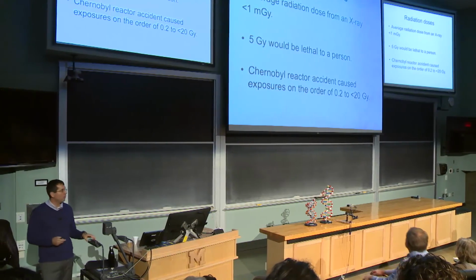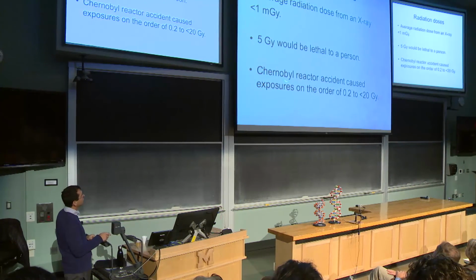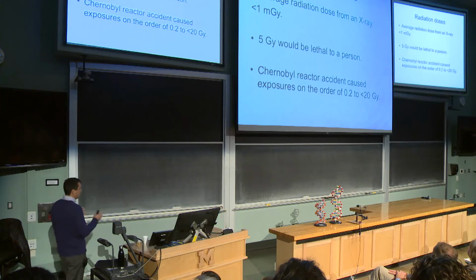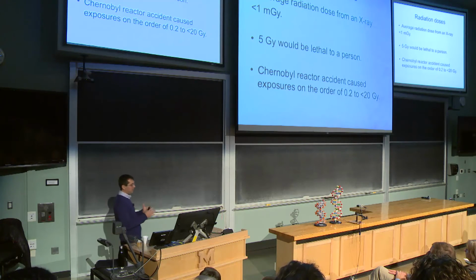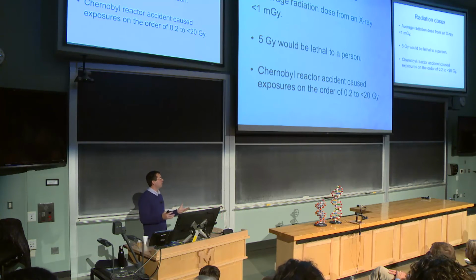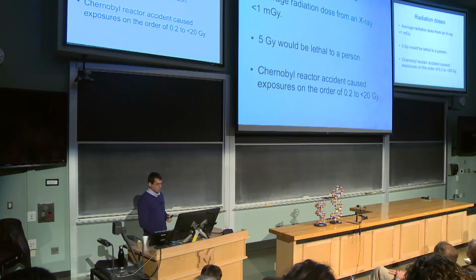And then, just for comparison, I think many of you are well aware of Chernobyl, where there was a reactor meltdown and radiation was released. I can't find great numbers for this, but people who were in the immediate vicinity probably had exposures on the order of 0.2 to a little less than 20 grays. To get exposures at that level, you're dealing with a reactor meltdown type of situation.